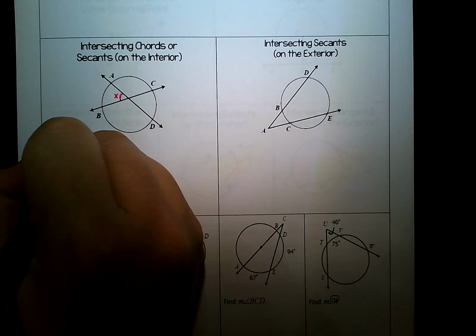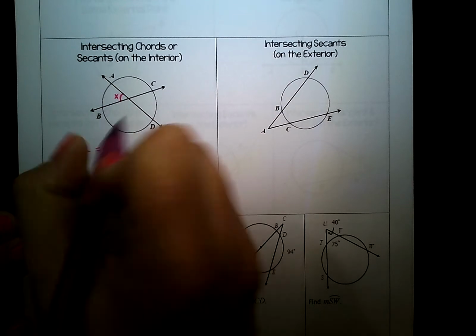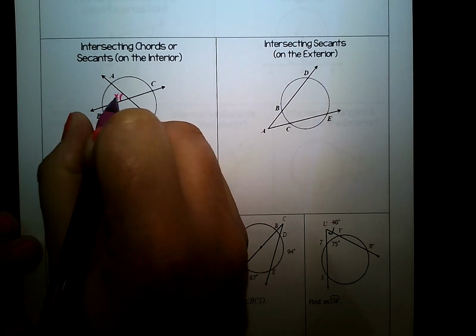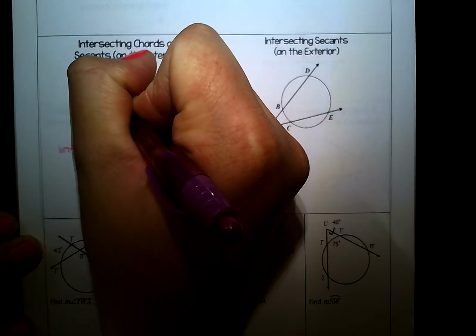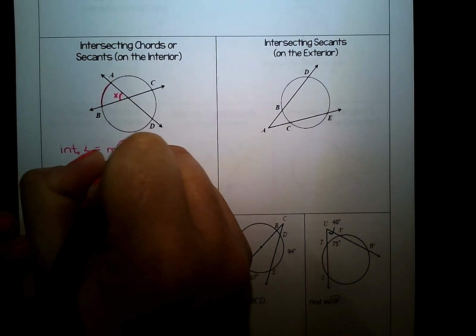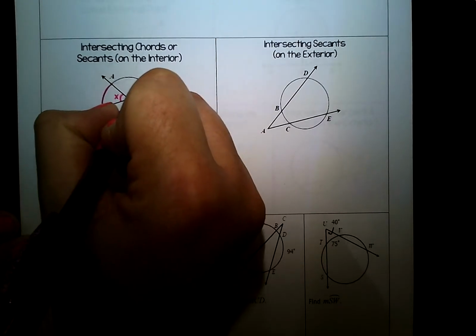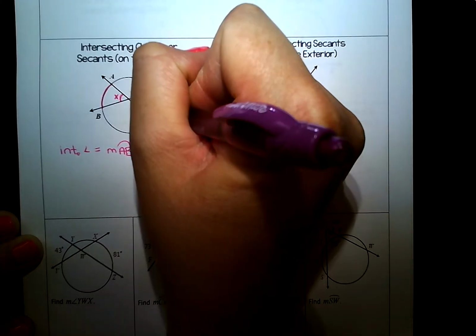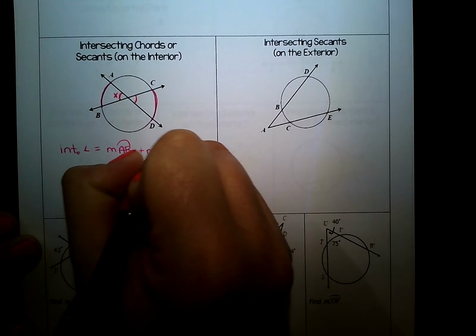The interior angle is equal to the sum of its arcs. So here, this angle would go with arc AB. That's one of the intercepted arcs. And we know that vertical angles are congruent, and this angle intercepts arc CD. So those are the two arcs I'm talking about.